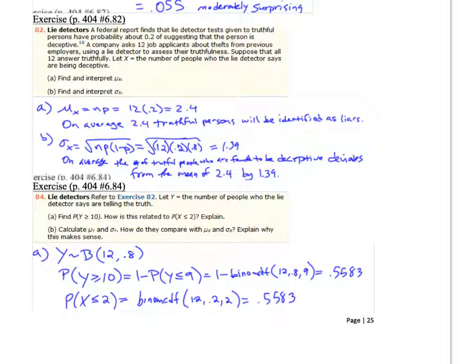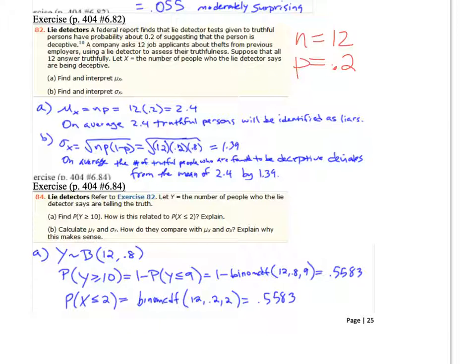Let X be the number of people who the lie detector test says are being deceptive. So X is counting deceptives. If X is counting deceptives and we are interviewing 12 people, we have n equals 12 and p equals 0.2. Remember, success in this problem, don't take it literally. In this case, success is finding a deceptive person.